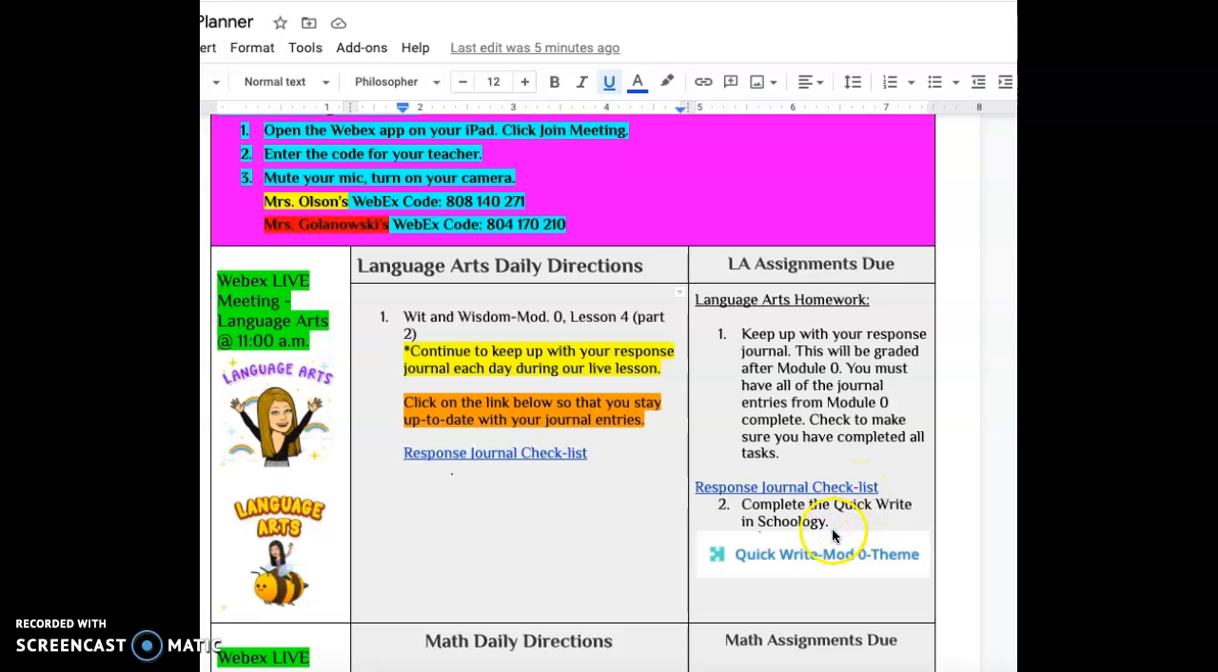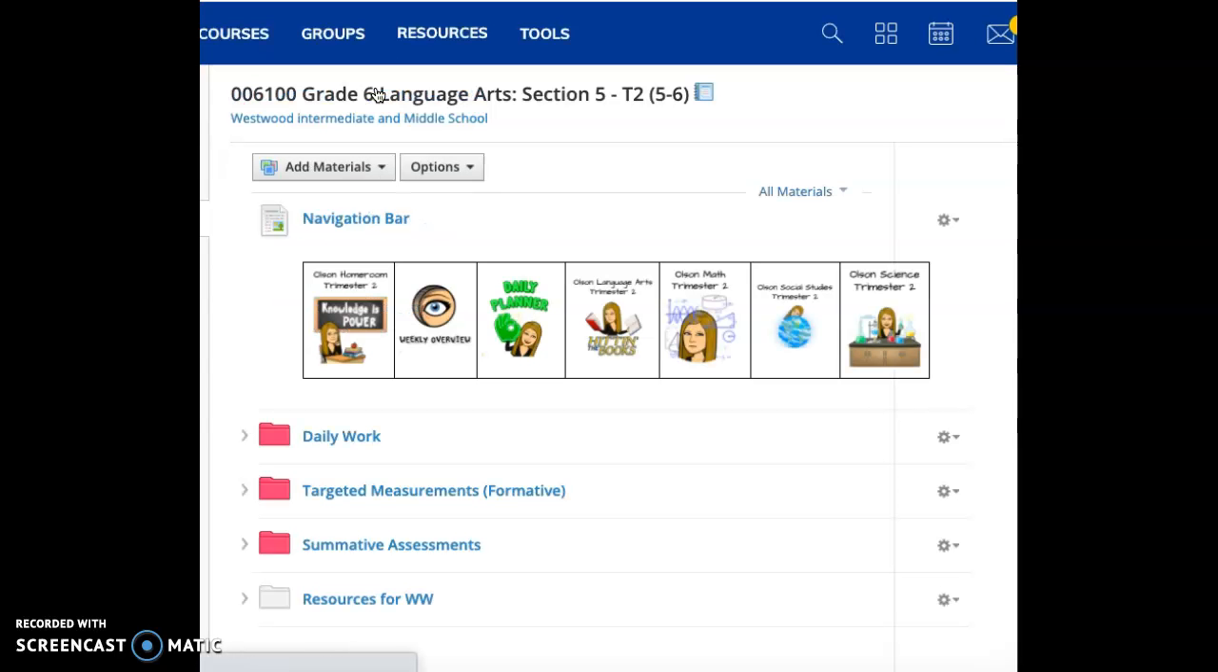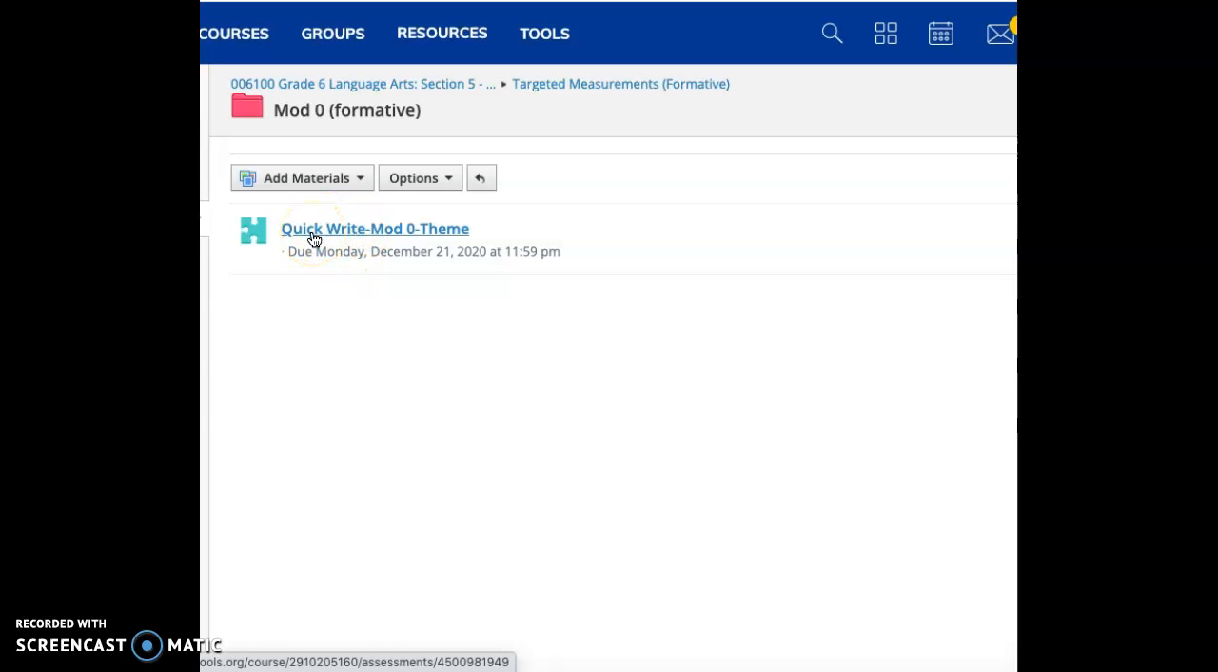Lastly, we're going to finish the lesson off with just a quick write that is entered into Schoology. So you will do the quick write, the blue puzzle piece. You'll find that in the targeted measurements under language arts. So if you're in language arts, you'll go to this targeted measurements, and it's in Mod 0 formatives. And it's this blue puzzle piece here. So you will take that today.